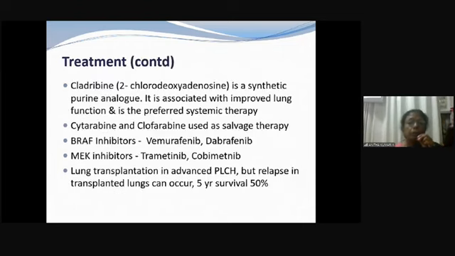So the treatment of choice is cladribine, that is a purine analog, and this is associated with improved lung function. So in patients where the symptoms persist or there is a rapid decline in the lung function, cladribine can be used if there is no response with smoking cessation. Cytarabine and clofarabine are used as salvage therapy, and now we have newer drugs coming up like the BRAF inhibitors and the MEK inhibitors. And lung transplantation is indicated in advanced pulmonary Langerhans cell histiocytosis, but relapse in transplanted lungs can occur, and the 5-year survival is around 50%.